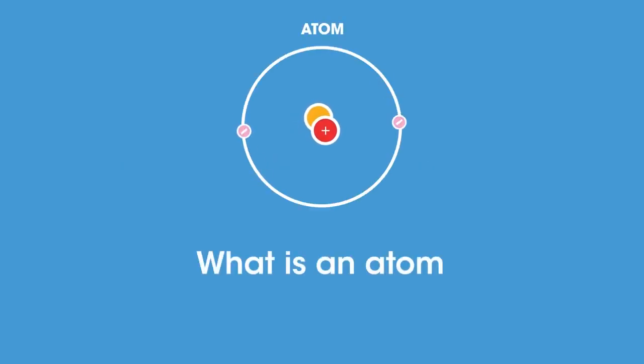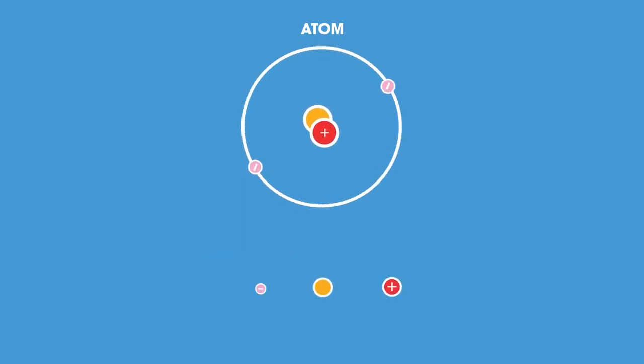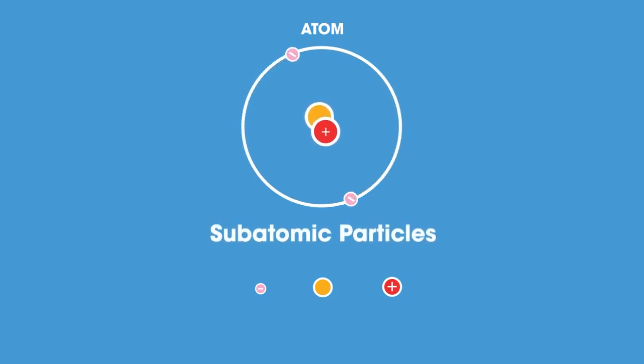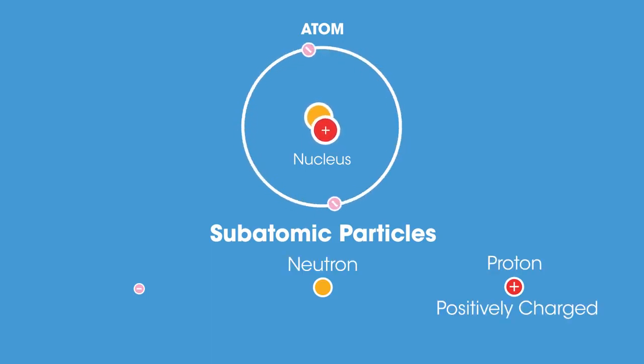In this video we are going to look at what atoms are made of, the mass and size of atoms, and the arrangement of electrons in an atom. Atoms may be tiny particles themselves, but they are made of even smaller particles, called subatomic particles. Atoms consist of a central nucleus that contains protons and neutrons. Protons are positively charged, and neutrons have no charge. This makes the nucleus overall positively charged.